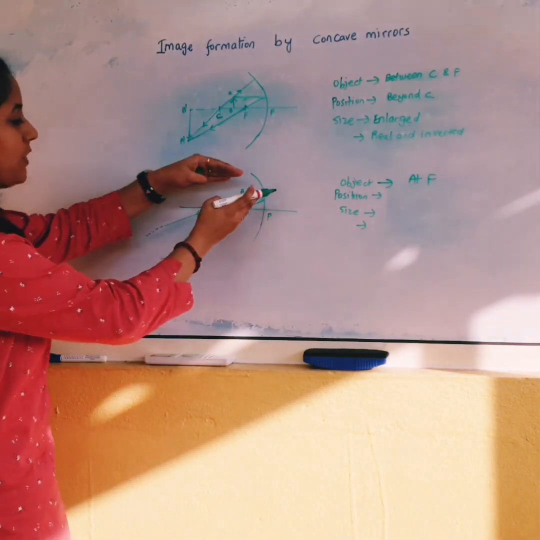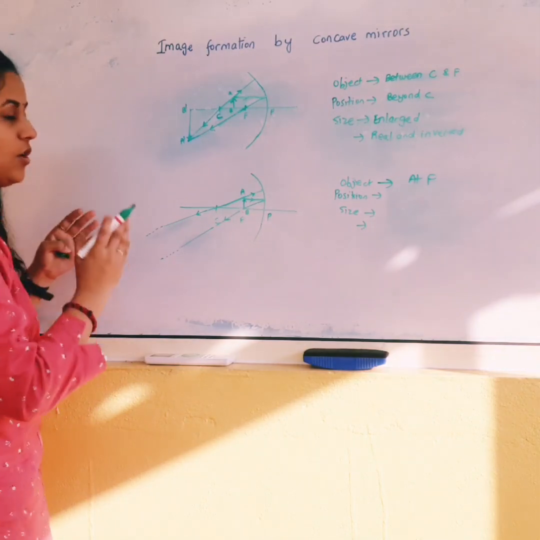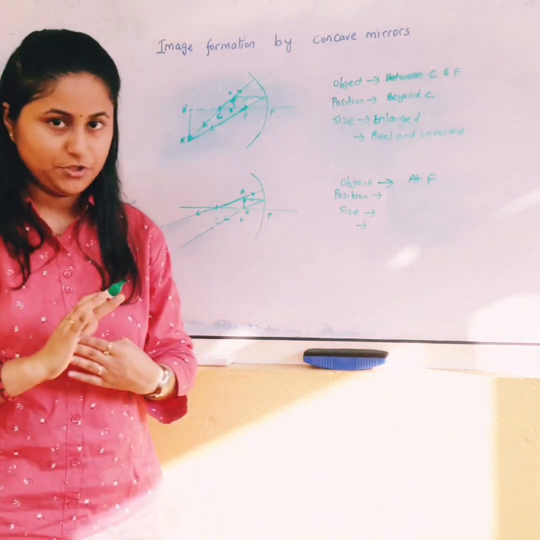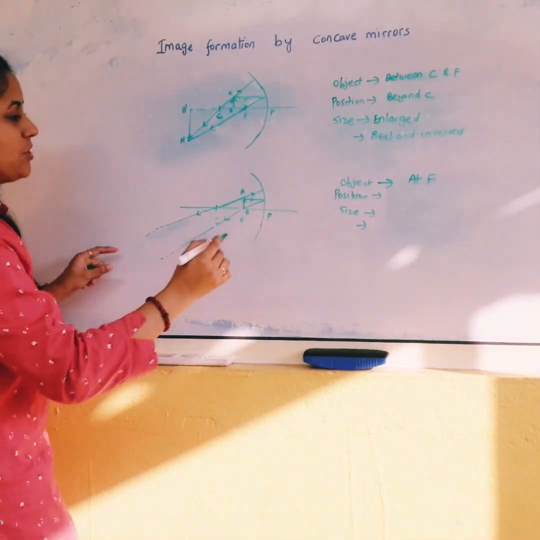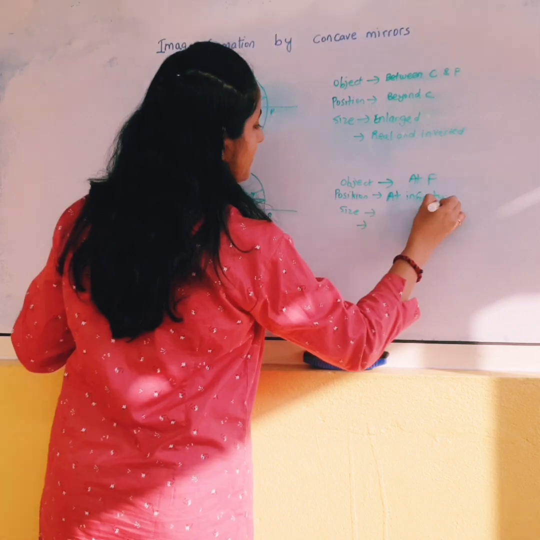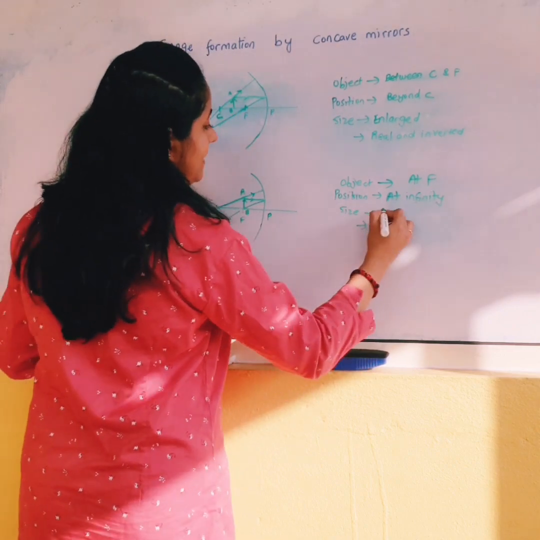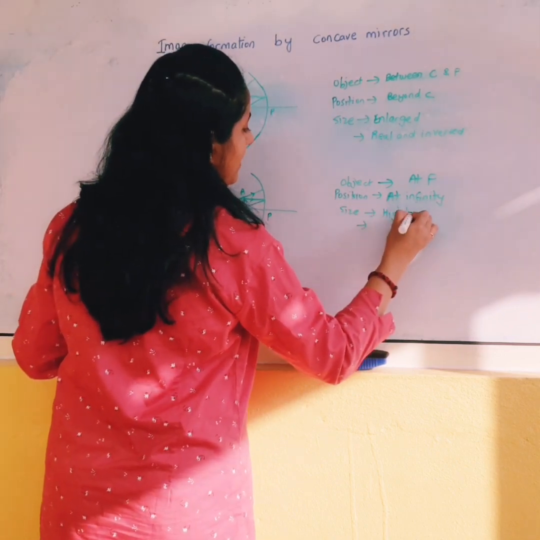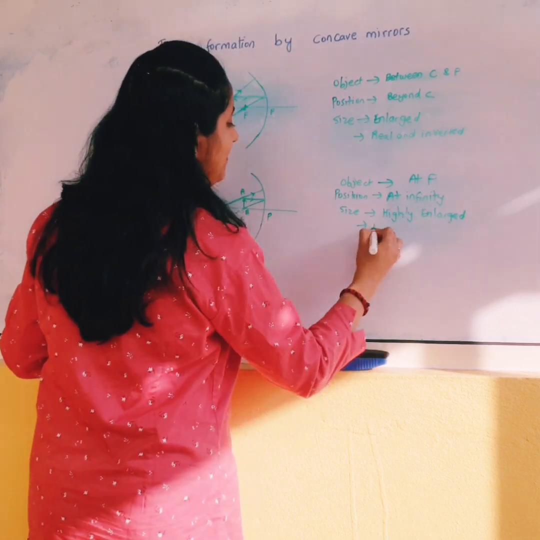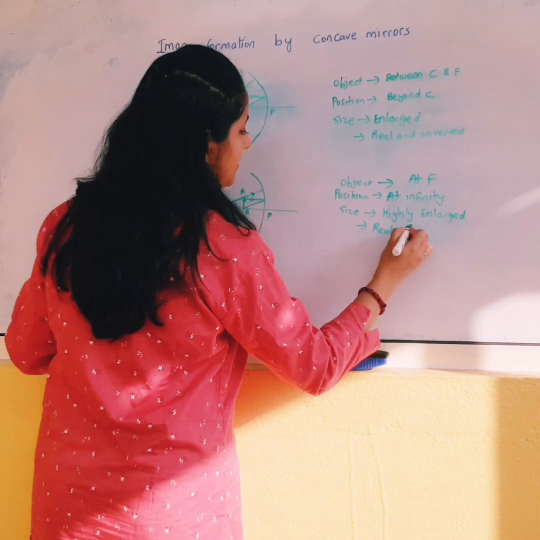Okay, so these two rays will not meet on your page. It will meet somewhere at the infinite point. Okay, so the position of the image is at infinity. Size is highly enlarged, and type is real and inverted.